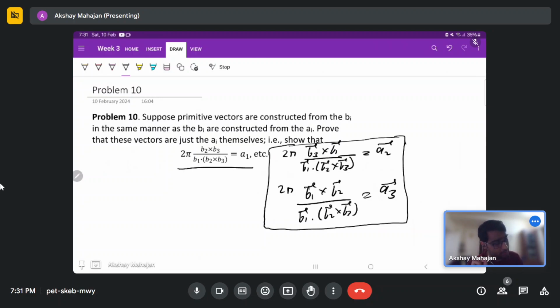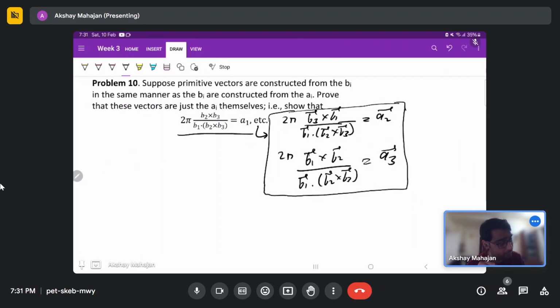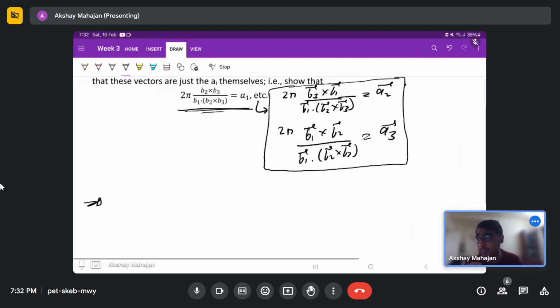Alright, so this is the extra part, and right now we'll just prove this one. The solution will be similar, so that will prove that if we form the reciprocal lattice from the reciprocal lattice vectors, then the lattice vectors for that lattice will be the same as our primitive vectors. Alright, so to prove this, again we will need these things.